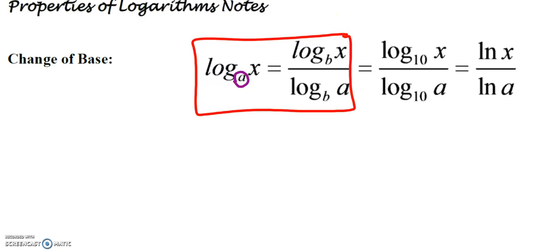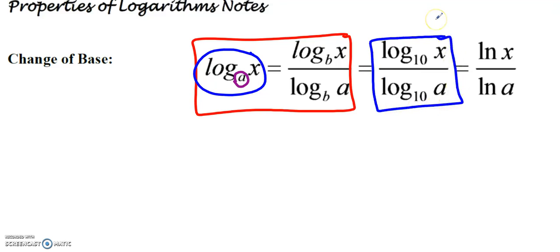But then let's say that I decided I want to change log base A of x into a log base 10, or the common logarithm. I could do those two together. Or I could also say that log base A of x is the same thing as the natural log of x divided by the natural log of A. And so I'll get to proving this once we get to some other properties.